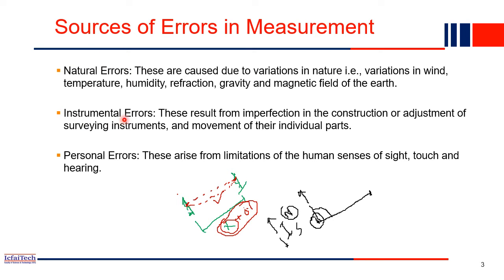Now the next type of error is instrumental error. Instrumental error means when we go to site, we use several instruments. For example, to find the distances, we use a tape. Similarly, if we find angles, we use a compass, right? Or if you want the elevation, the height of a building, in that case we use something called a theodolite or dumpy level. All these many instruments we use.